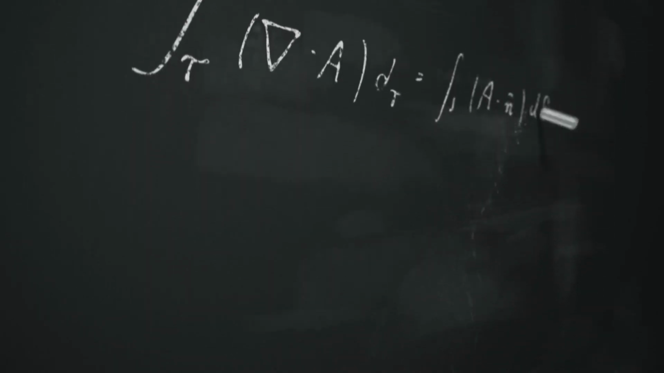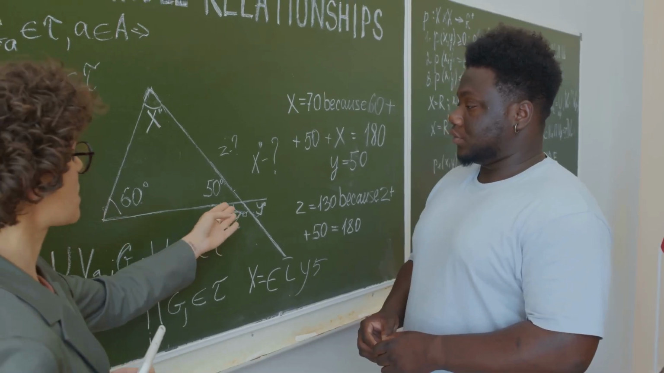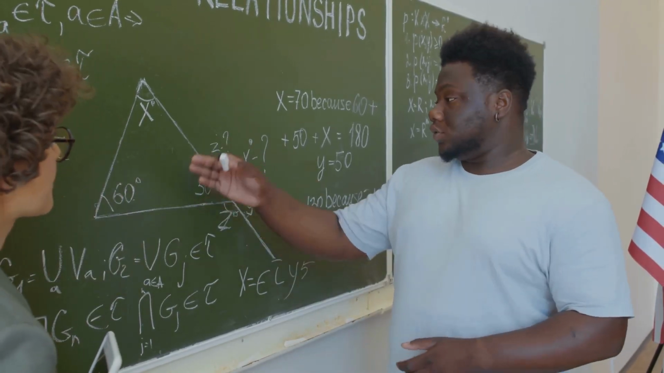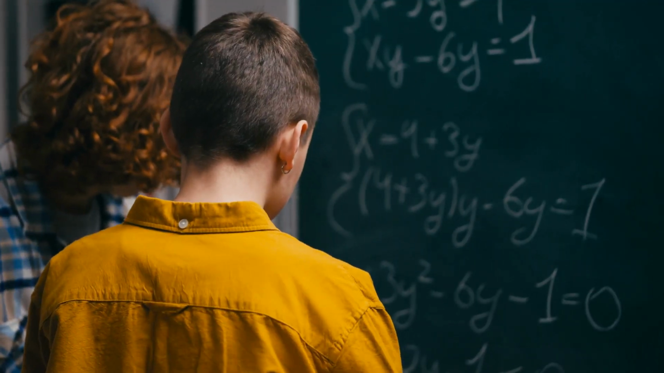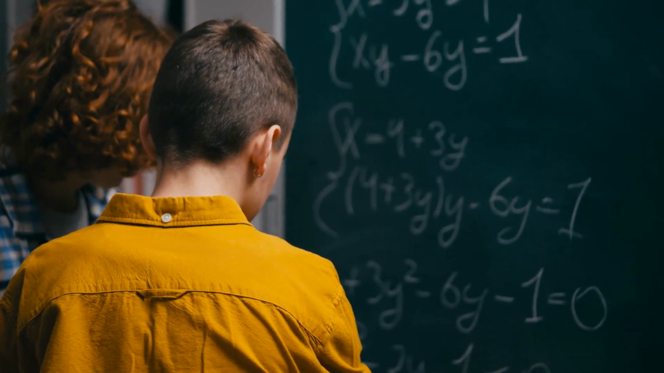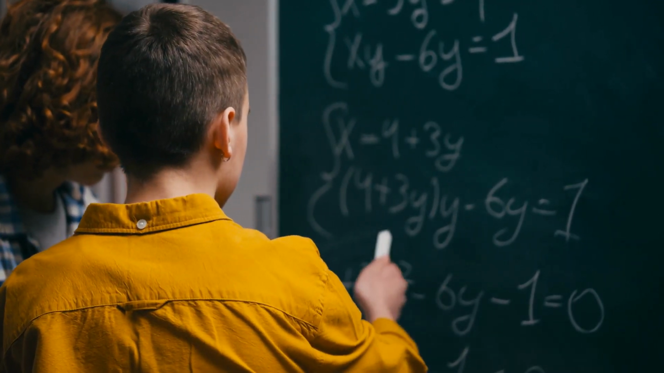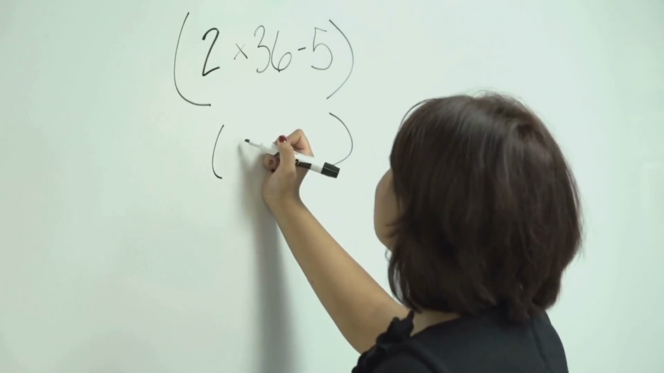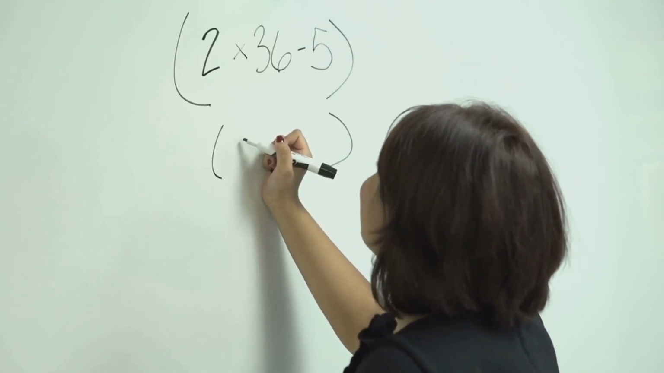Introducing the quadratic formula. The quadratic formula is a powerful tool that helps us solve any quadratic equation. It might look a little intimidating at first, but it's really just a matter of plugging in the values and simplifying. x equals negative b plus or minus the square root of b squared minus 4ac, all over 2a.